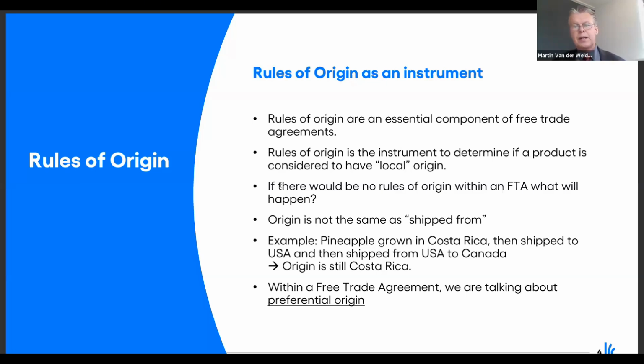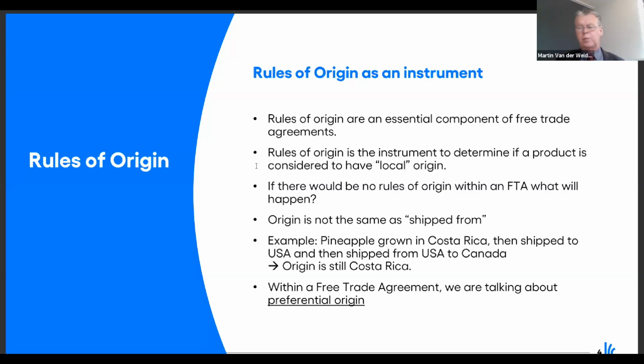Also, do not make the mistake that origin is not the same as shipped from. Take this example, a pineapple grown in Costa Rica, then shipped to the USA, and from the USA it's exported to Canada. The origin is still Costa Rica. It will not change because the pineapple in the USA, nobody did any processing with the pineapple. It's just shipped from the USA, but the origin is still Costa Rica. And with preferential origin, we're talking about origin, and that's really important. So to me, it's a logical set of instruments within a free trade agreement.